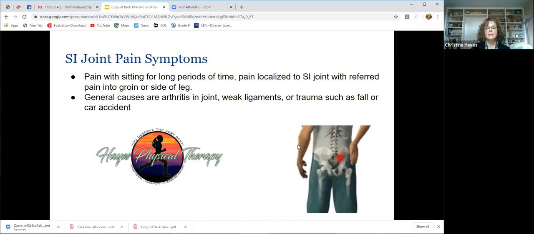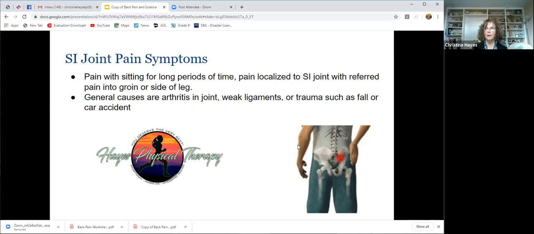So we typically see this with pain with sitting for long periods of time, pain localized to that sacroiliac joint. And they can usually get their finger right in it. Or if I get my finger in it, I get them to jump a little bit. And it's pain local to that, and it can refer pain into the groin or the side of the leg. General causes could be arthritis in this joint. Weak ligaments or very tight ligaments can actually pull this off the rails.